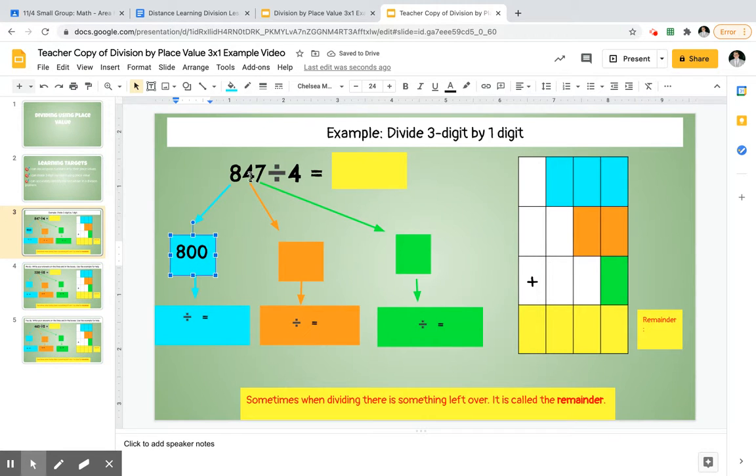I have a 4 in the tens place. That's worth 4 tens or 40. I have a 7 in the ones place. That's just worth 7 ones or 7. Well, now I'm ready to start writing my number sentences.